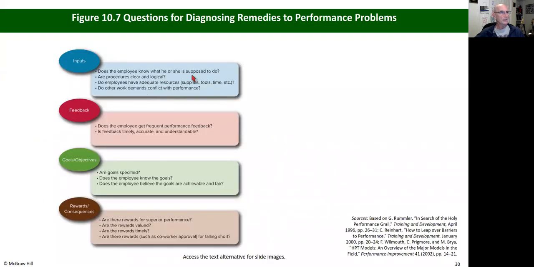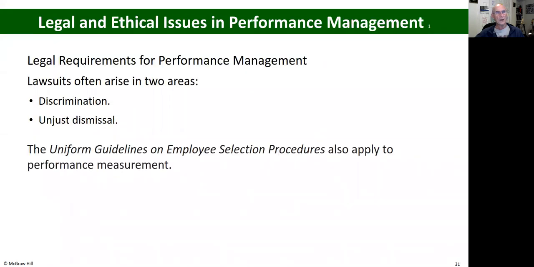This talks about, if you are having some performance problems, what you can do as far as diagnosing what can be done differently going forward. You also have to make sure that you're following the laws that go along with this. In other words, if you're doing things that are unethical or something that shouldn't be done, you could be sued for discrimination or unjust dismissal.